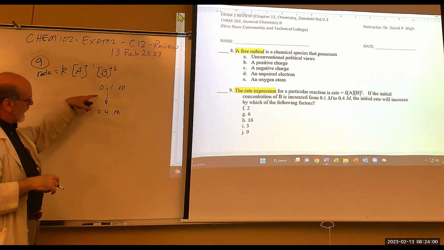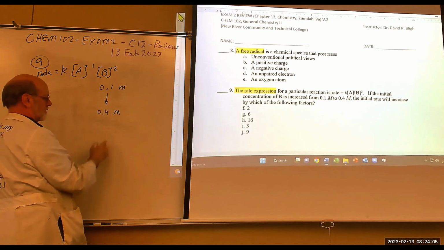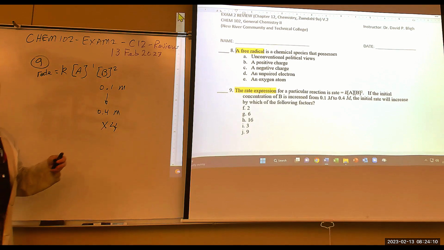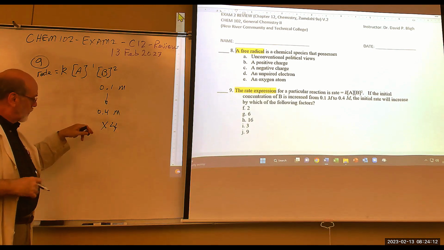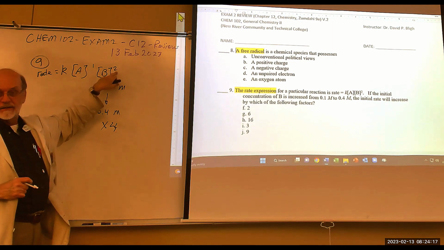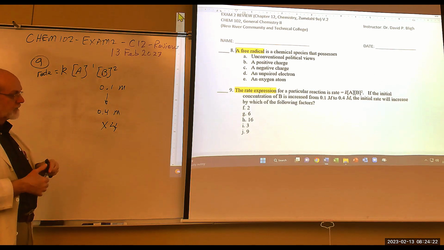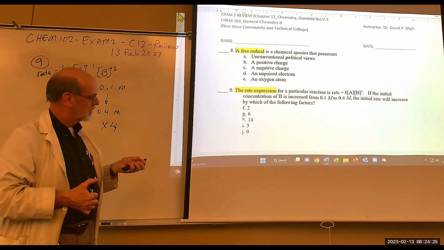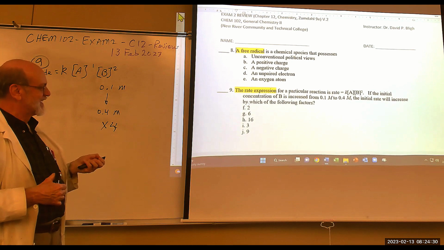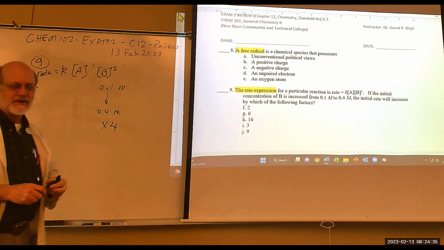Well, how much are we increasing? What's the ratio of this one to that one? 4 times, right? We're increasing the concentration by a factor of 4, and then we square it. So we're actually increasing the rate by a factor of 16, right here. Oh, notice I didn't have time to clean up the answer choices. It picked up this one, so I was in a hurry.